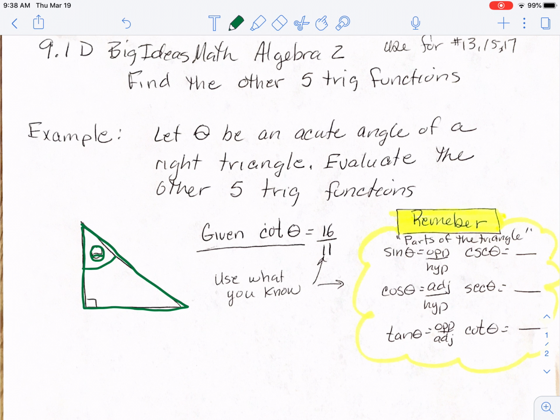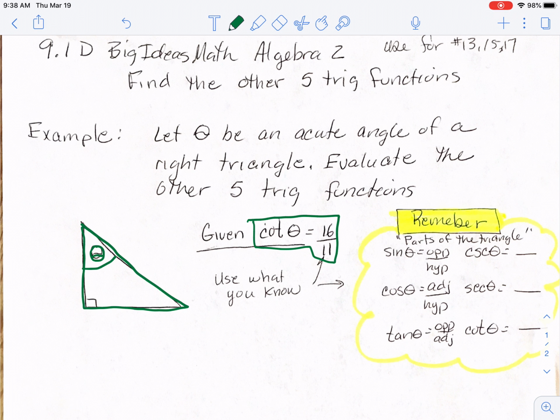The only thing they've told me is that this is a right triangle and that I have this one trig function right here. They gave me cotangent. So we need to tap into our memory and remember the 6 formulas. And these are what I affectionately call the parts of the triangle formulas. We know sine is opposite over hypotenuse.